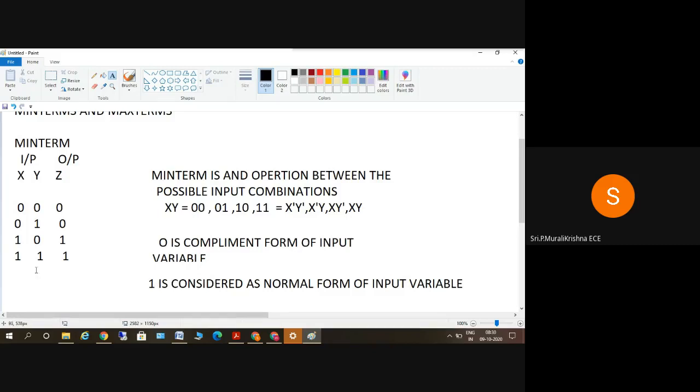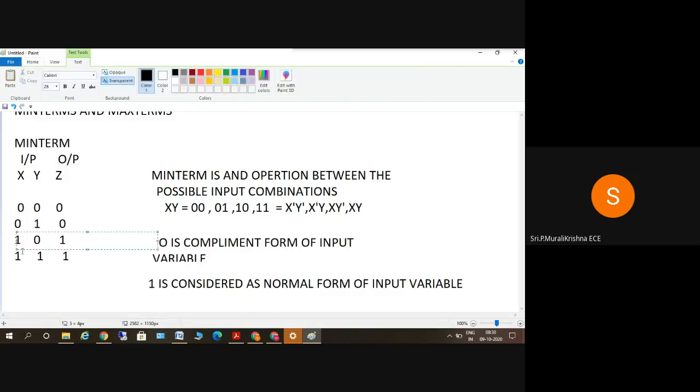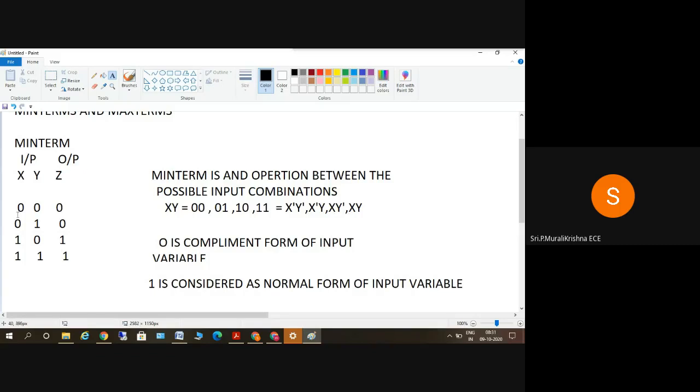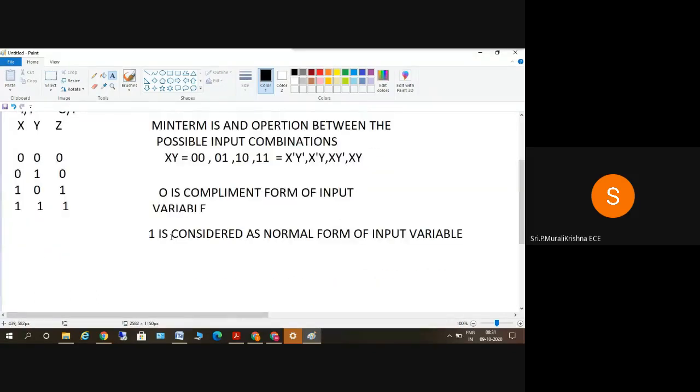If I want to take the input combination, here 1 is there. Since 1 is in x, it is taken as x here, and 0 for y is taken as y bar. So these are the combinations we have to check. 0 is the complement form and 1 is the normal form.